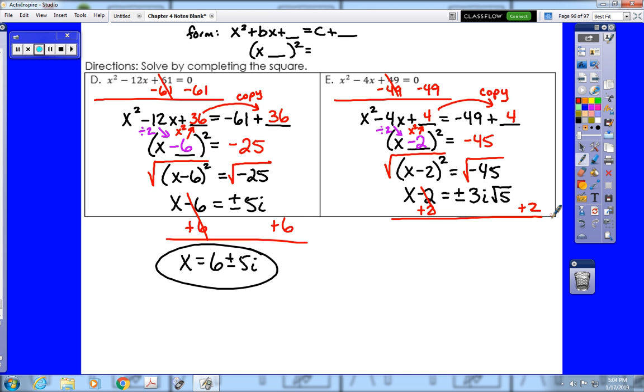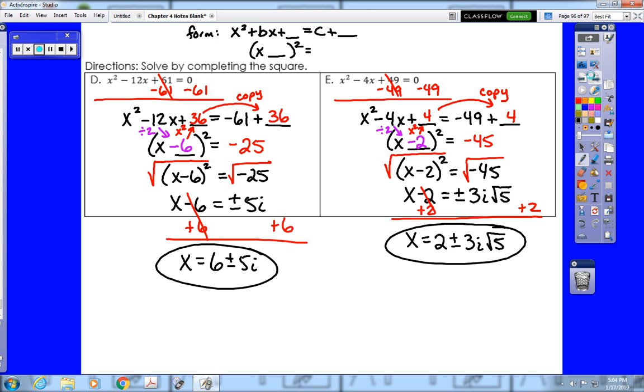Again, that 2 cannot combine with what is already there, as these are not like terms. So we simply move it to the other side where it becomes positive and write our answer 2 plus or minus 3i root 5. And that is what happens when we complete the square on an equation with complex roots.